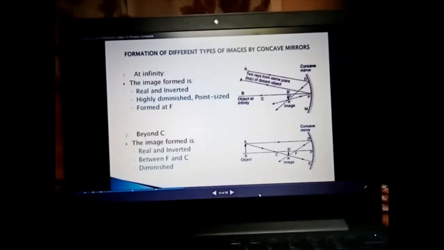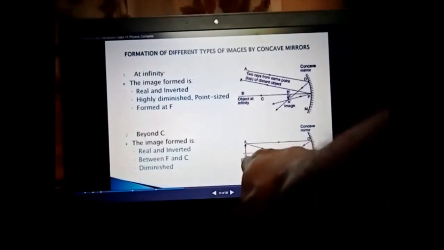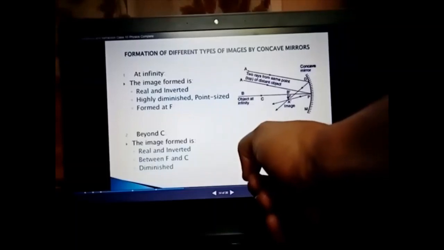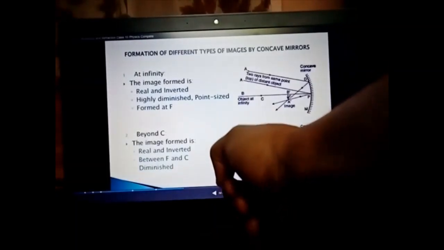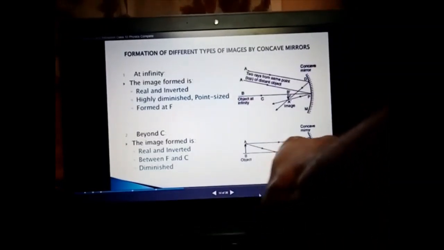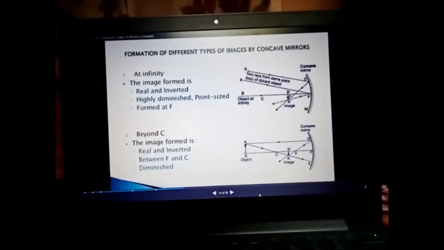Then second case is telling when the object is placed beyond center of curvature. It means the object is beyond the center of curvature at AB. So the image is formed between center of curvature and focus point. In this case, the image is real and inverted, and the size of the image is diminished. This is the second case.